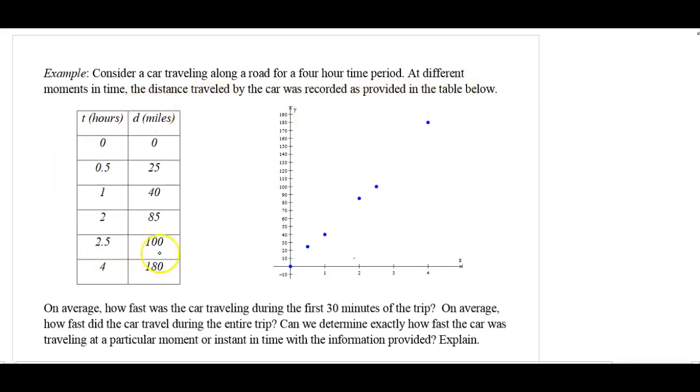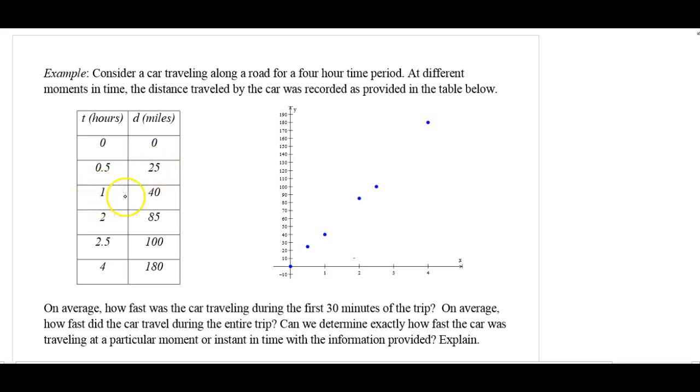So here I have this table. That's all I would have been given. So t is in hours and the distance d is in miles. At time 0, I haven't gone anywhere, so I've traveled a total of 0 miles. At 0.5 hours, or at 30 minutes, because our time is in hours, I have then traveled a total of 25 miles.